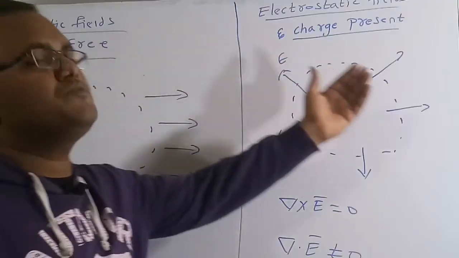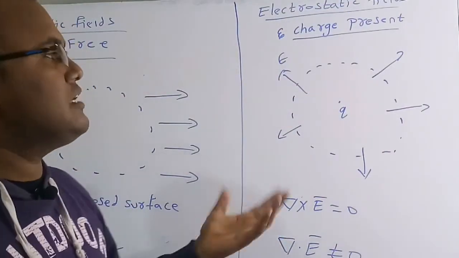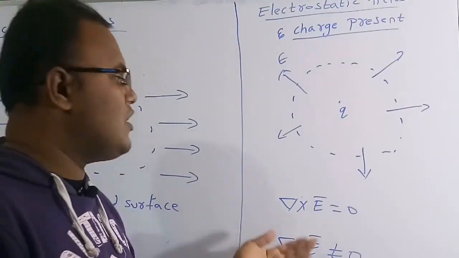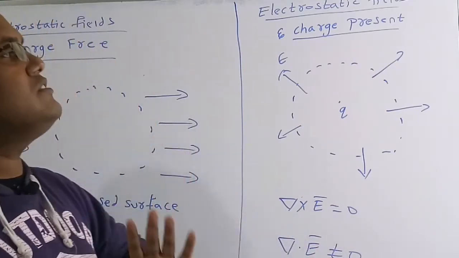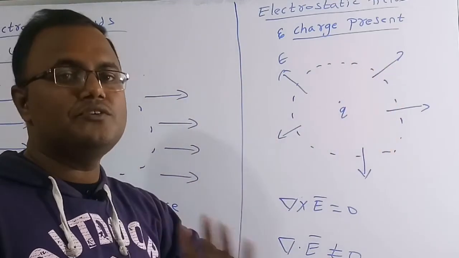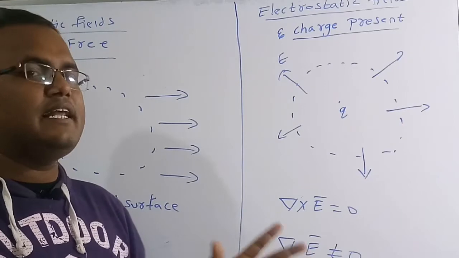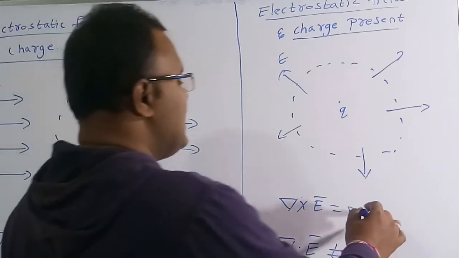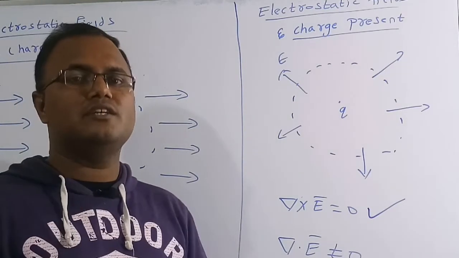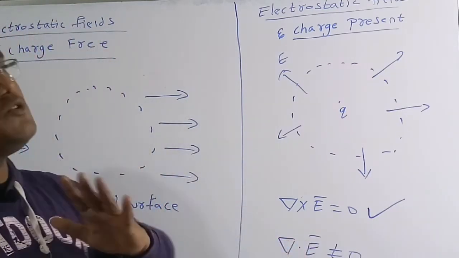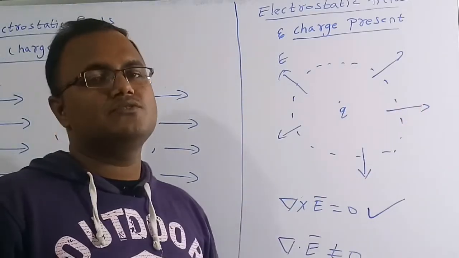Suppose a charge is present for electrostatic fields. What is the nature of del cross E bar and del dot E bar? Whether a charge is present or not, the electric field is always going to diverge, which means there is no curling effect. Curling effect is not at all present in the electric field. So we can say the curl of electric field is equal to 0, because no matter whether charge is present or not, the electric field is always diverging. So there is no curl effect.